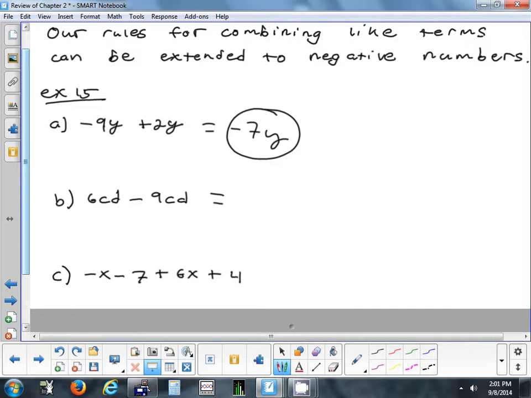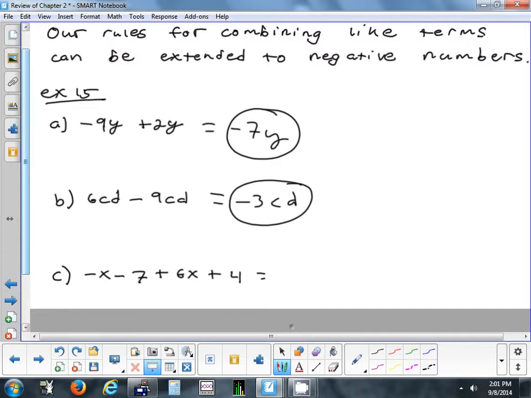How about 6 take away 9? Negative 3. Yep, negative 3. And what do you put on the end of it? CD. CD. That's the terms we were combining. Okay, now the last one, you've got different terms here that can't all be combined.